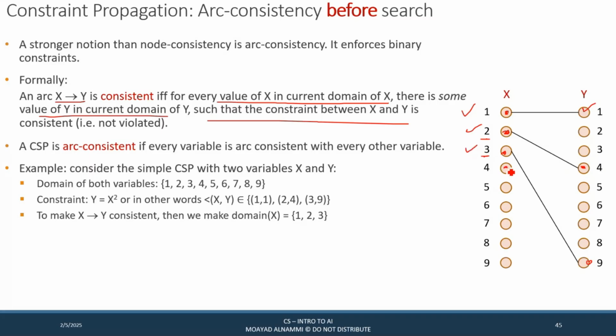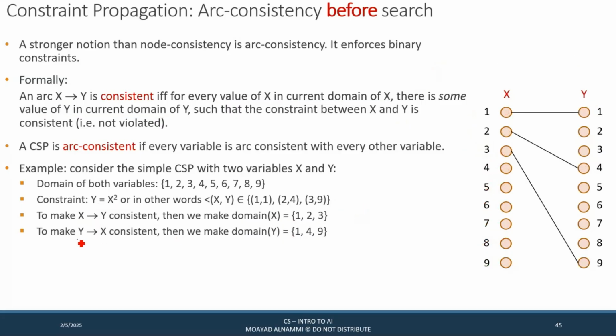Okay, what about when we assign x equals 4? When we assign x equals 4, there is no value in the domain of y that satisfies this constraint here. And so x goes to y is not arc consistent with this current domain. I need to remove 4. And I need to remove 5 as well, and 6, and 7, and 8, and 9. And this is what it means to make the arc from x goes to y consistent. It means that we need to modify the domain of x to satisfy this definition. So if we modify the domain of x to be just 1, 2, 3, now this arc x goes to y is arc consistent.